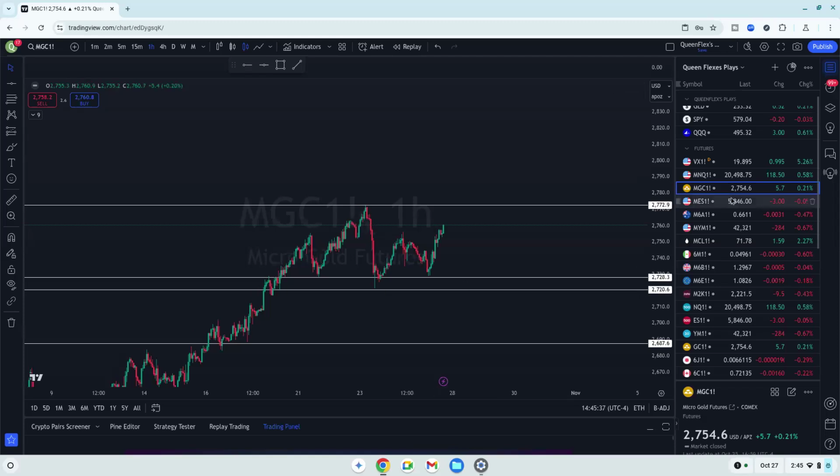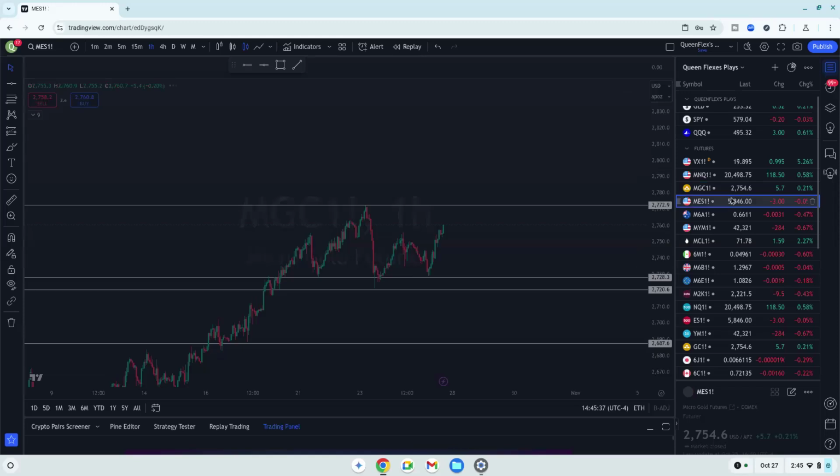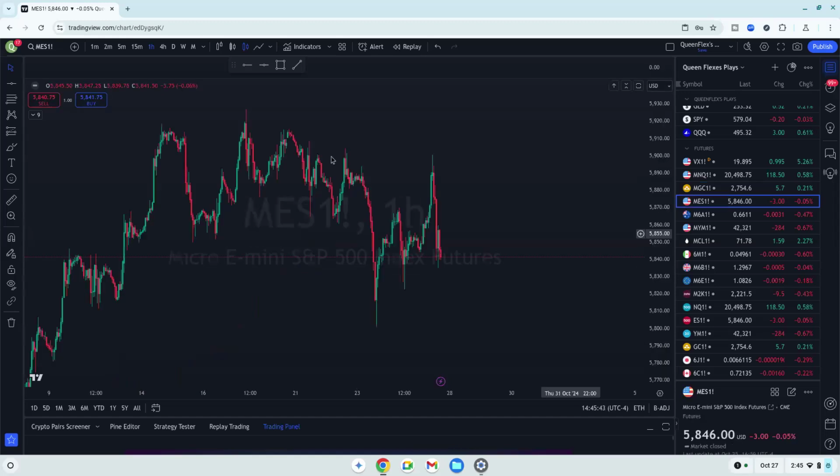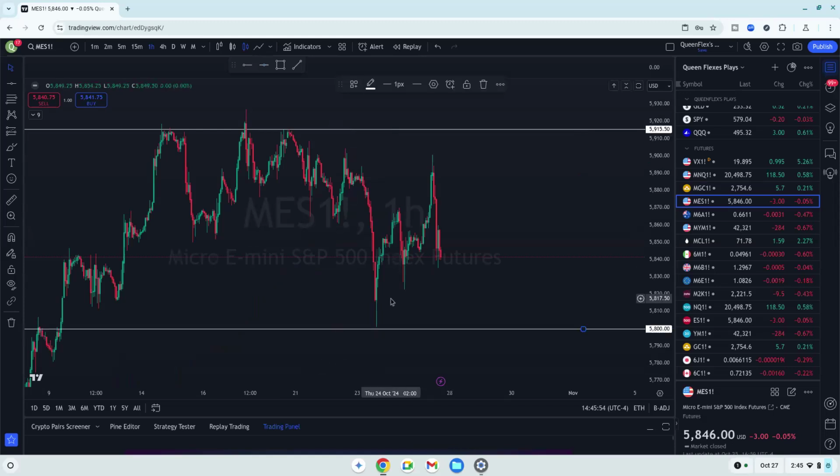All right, next is going to be ES, so MES for that one. And level time. After I clean this up a bit, I apologize for that. First level. Second level. Third.